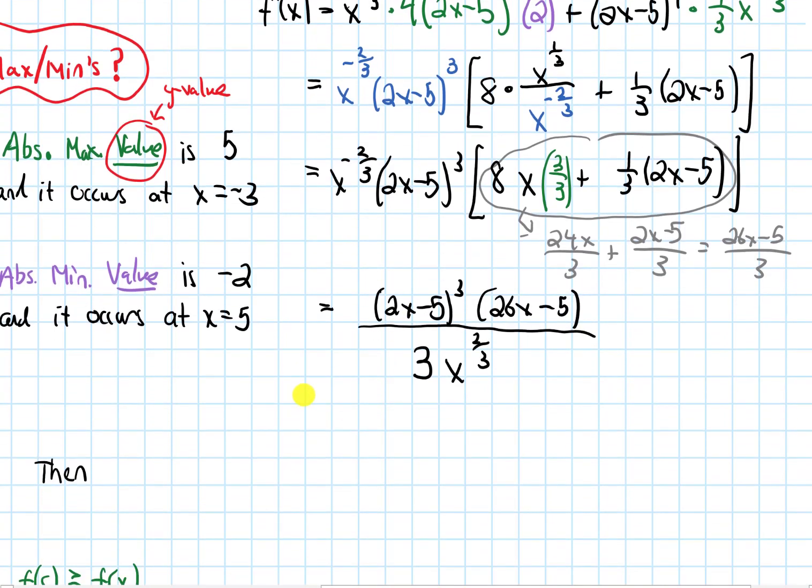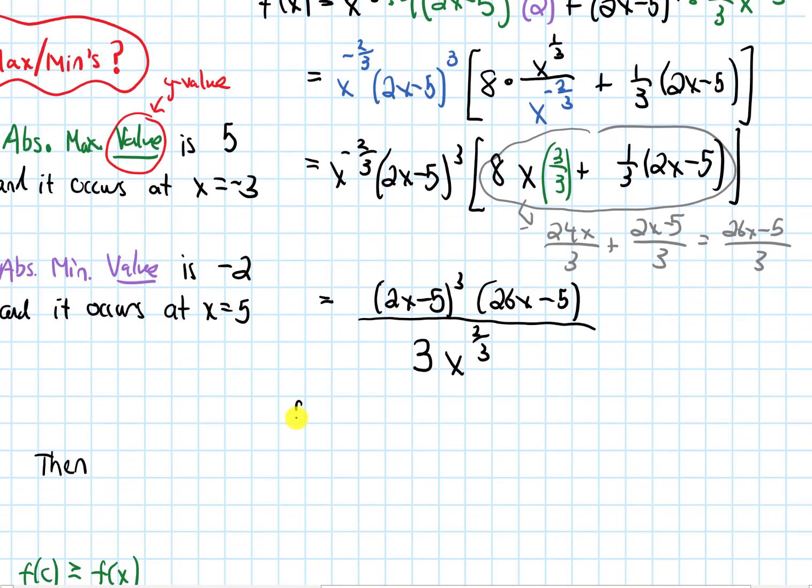Now we're ready to set this thing equal to 0 and figure out when it's undefined. So let's set it equal to 0 first. If I were to set this equal to 0, I could multiply both sides by the denominator, and that would get rid of the denominator. And what I'd be left with is just setting each of the terms on the top equal to 0. So essentially what we're recognizing is this is going to be equal to 0 when the numerator equals 0.